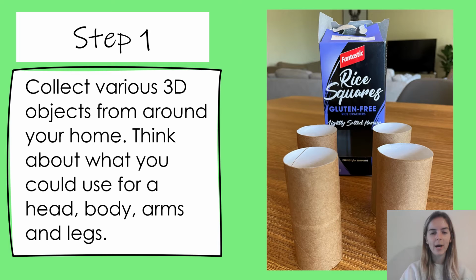Now, step 1 is collect various 3D objects from around your home. Think about what you could use for a head, a body, arms and legs. Now here you can see that I have got 4 toilet paper rolls and I have this crackers box, which is a rectangular prism.